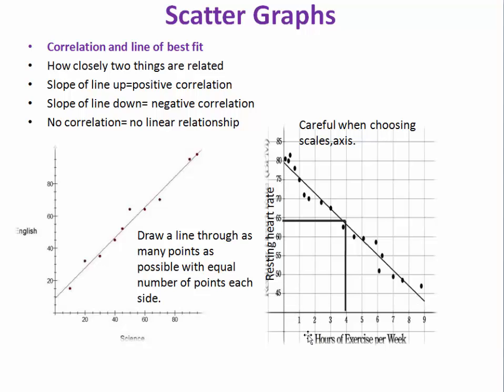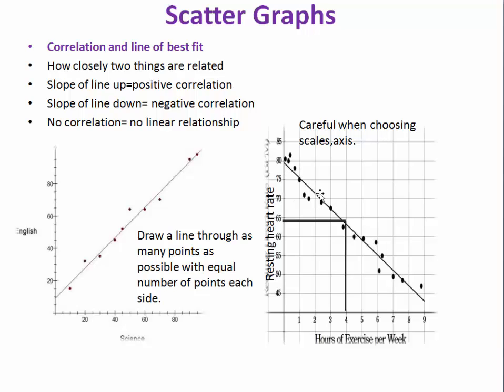So as we can see, as we increase the hours of exercise, the resting heart rate decreases. All these little points that we've plotted are going down, so we can draw a line between them. The line that we draw has to be a line of best fit, goes through as many points as possible, but if we can't do that, then an equal number of points below and above the line.